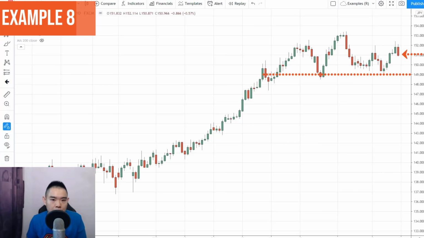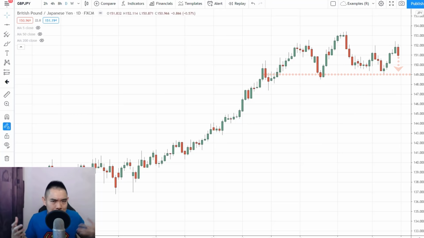Yes, it's in an uptrend, but from the looks of things, it currently seems to be wanting to make a pullback and reverse lower. So if I were to buy right now, I'm putting myself in such an unfavorable situation. Does it make sense?